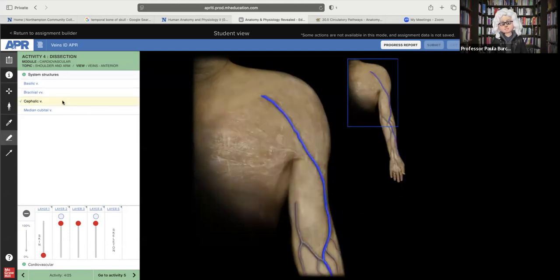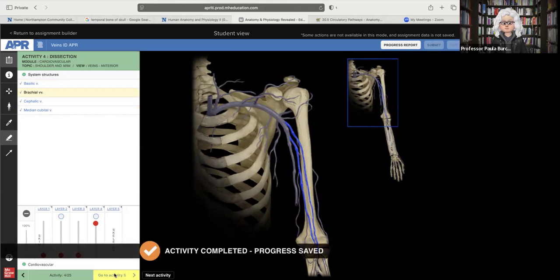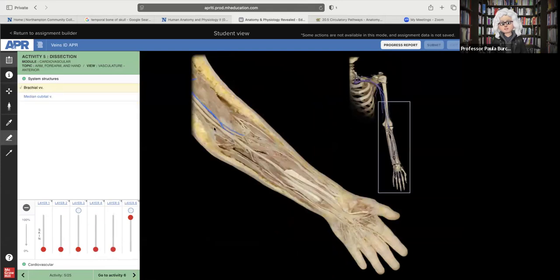You can see how it's going lateral. A basilic, you see how that's running medial. Connecting those two, you will have what's called the median cubital. And the median cubital is where they typically draw blood. The brachial is going to be a deeper vessel. So we can see it here. Here is a view of the brachial.